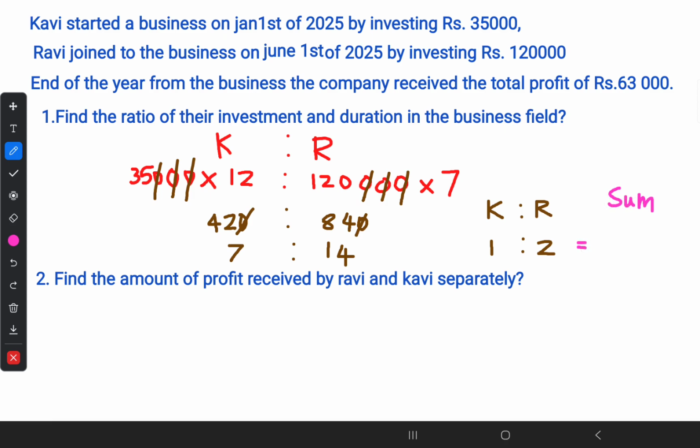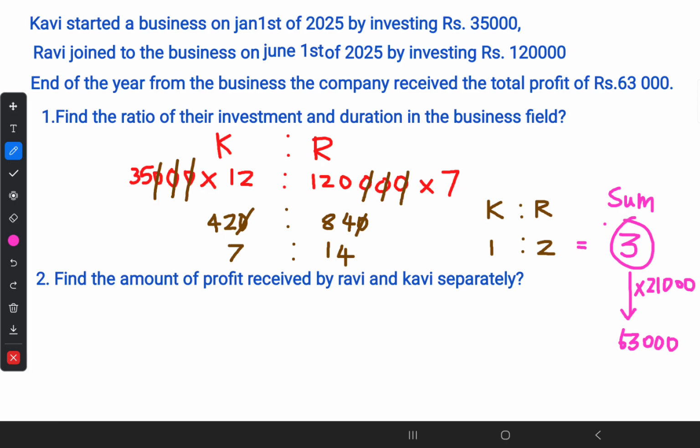Sum of terms in the ratio. So 1 plus 2, it is 3. This 3 portion means the total profit is 63,000. Total profit became 63,000, so you need to find the multiplicand between 3 and 63,000. When we divide 63,000 by 3, it will give you 21,000. So the multiplicand between them is 21,000.